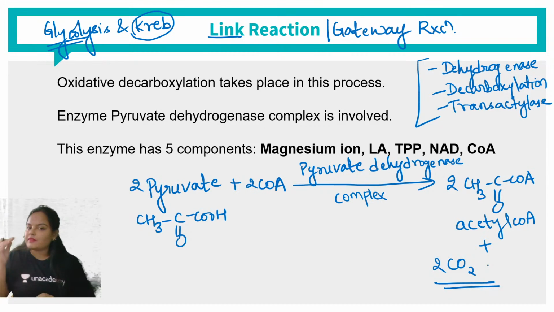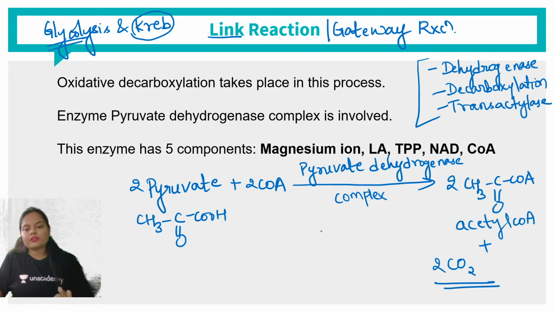Remember, students who attended yesterday's class know that in the process of glycolysis, oxygen was not consumed and CO2 was not produced. But this is the first reaction in respiration where the CO2 molecule is produced. That means the process of decarboxylation is taking place, and also oxidation is taking place.